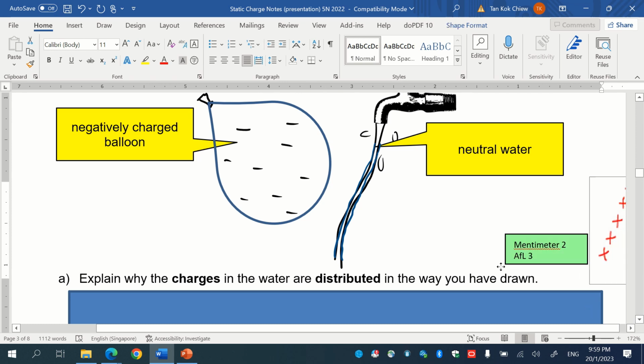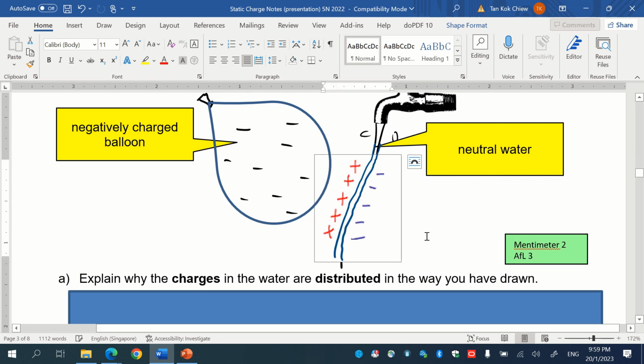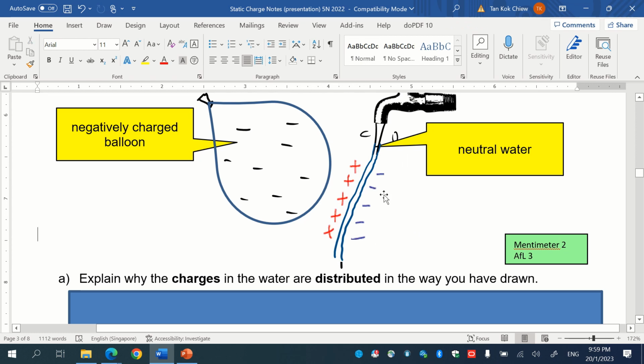Okay, you will have to draw it this way. All right. The positive side is on the left side of the stream of water, while the negative charges are on the right side of the water. Why? Because the side that is nearer to the charged balloon must be opposite charges. Only then can they attract each other.